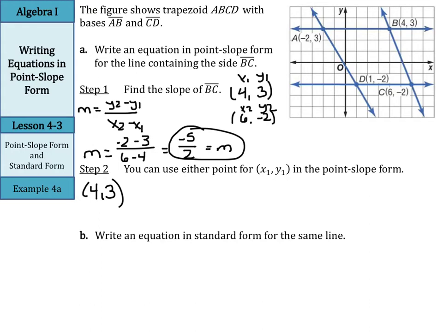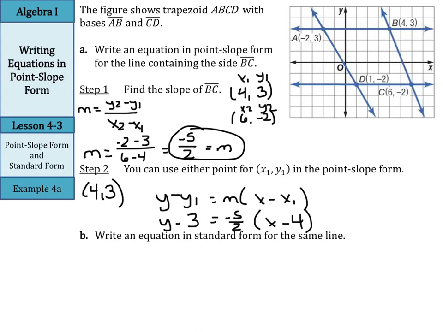And point slope form is y minus y1 equals m times x minus x1. So we have our y minus our y1 of 3 equals our slope of negative 5 halves times x minus 4. So there is our equation in point slope form. Now, could you put in the 6 and the negative 2 as well?